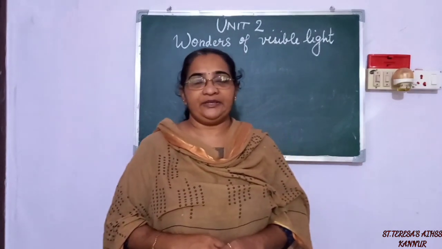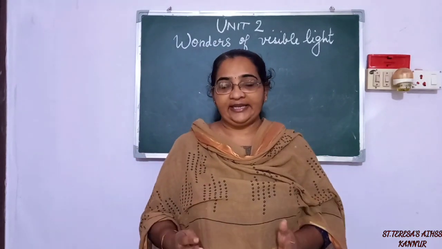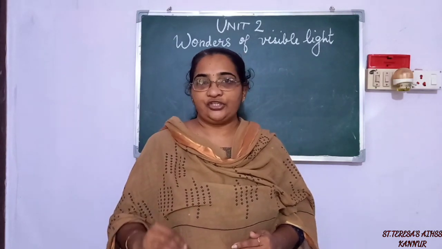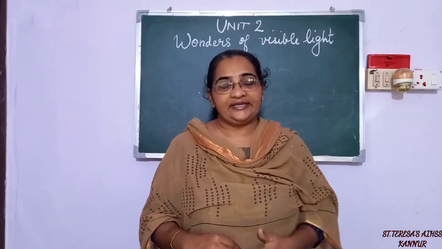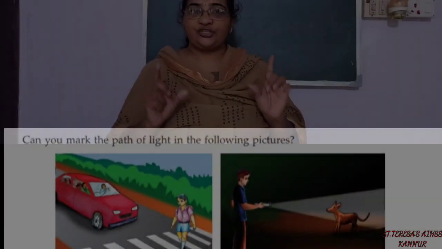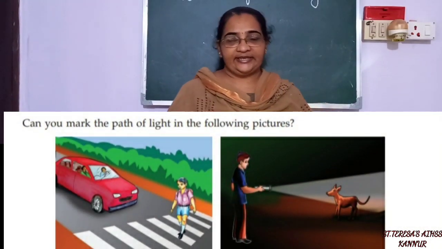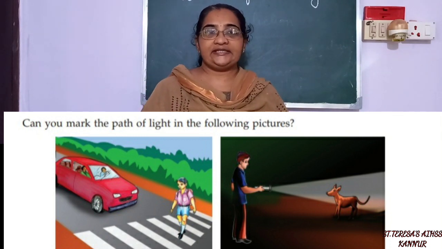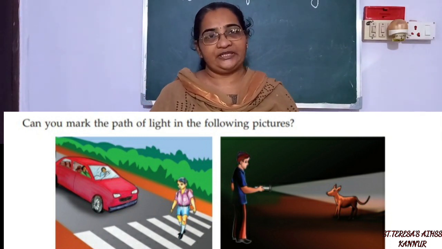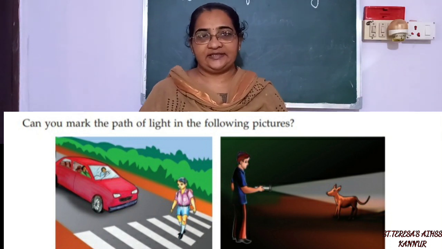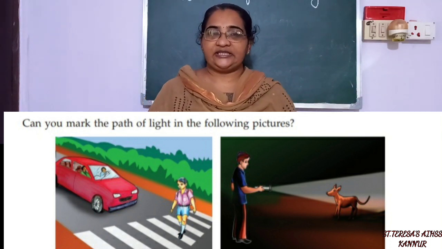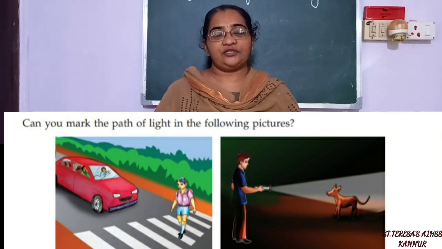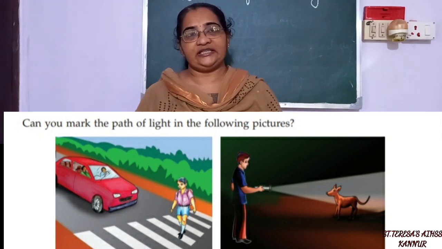So the same thing happens when you study at night. Light from the bulb reflects onto the book and it reaches our eyes and we are able to see. Now two pictures are given in your textbook. One picture is a boy crossing the road. It is daylight. We can understand from the picture, isn't it? It is daylight. So the driver is able to see the boy crossing the road. What source of light is helping the driver to see the boy there?